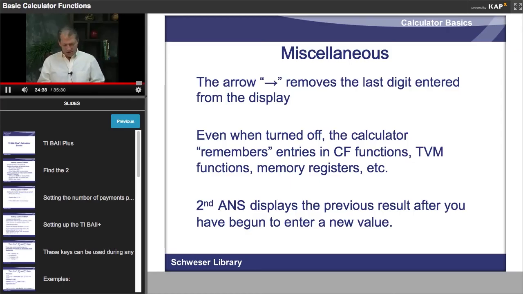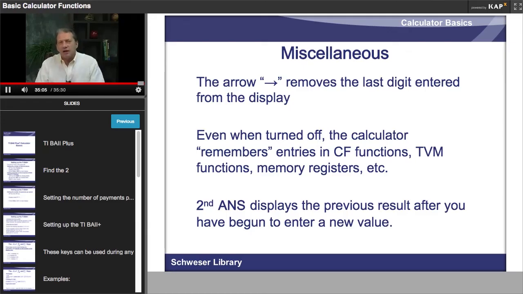And one last key that you may find handy is the second function for the equal key. If you hit second and then hit that equal key, it goes back to the last answer you had. So if you had an answer and you start to do something to it, divide it by something or multiply it by something, and you say, oh man, that's not what I want to do, you want to get back to that, use the second function, and then hit that equal key.